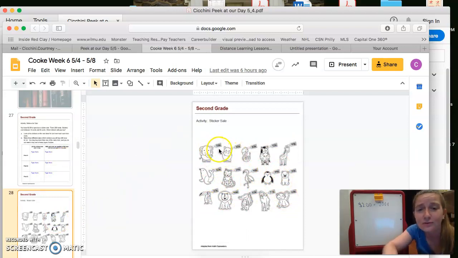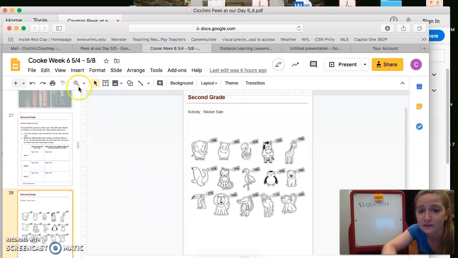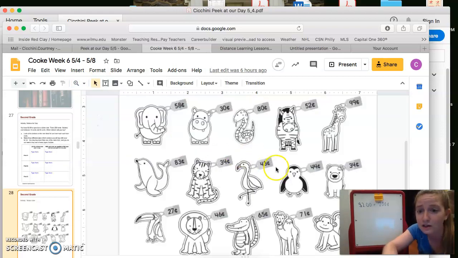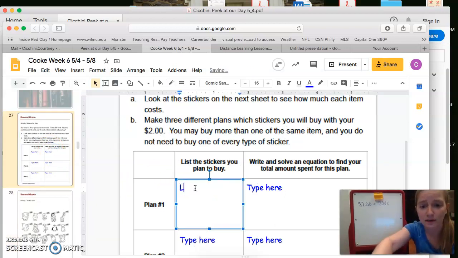If you're having trouble seeing the cents or the price tags, you can go up to the zoom, which is the magnifying glass with the plus sign in it, and click maybe 50 if you need to see it better, or maybe 100, and that way you can really see them. So I decided that I'm going to buy the lion and the monkey. On my chart, I'm going to type in lion and monkey.